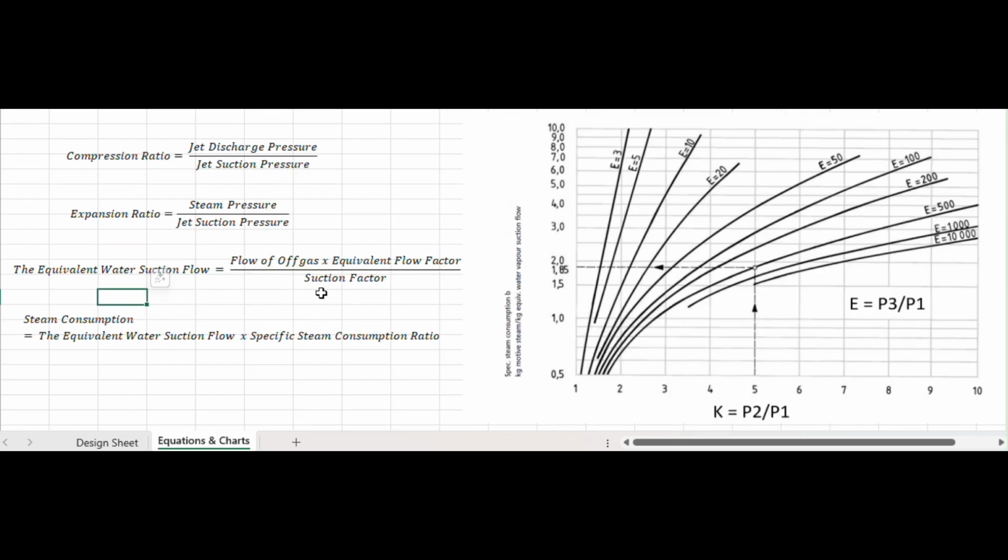But there are other parameters. One parameter that you need to calculate is the compression ratio, and the compression ratio is your steam jet discharge pressure over your suction pressure.